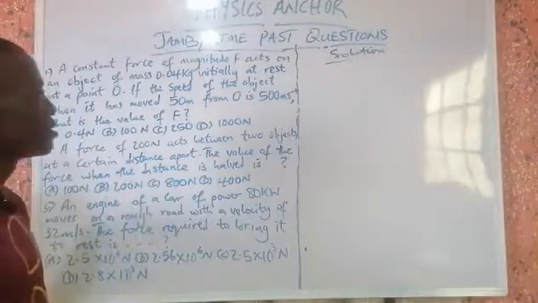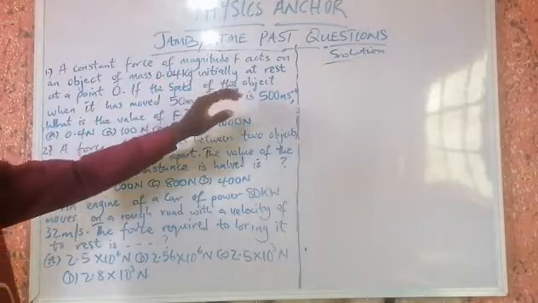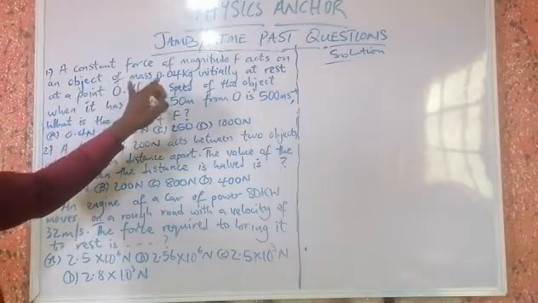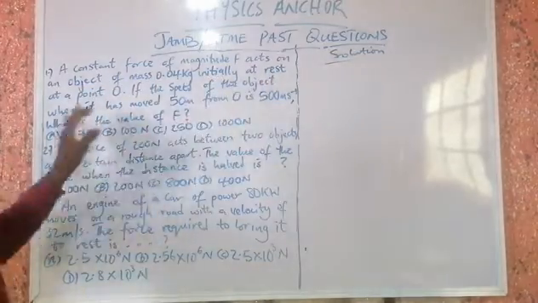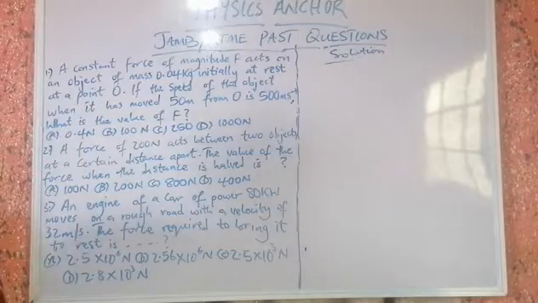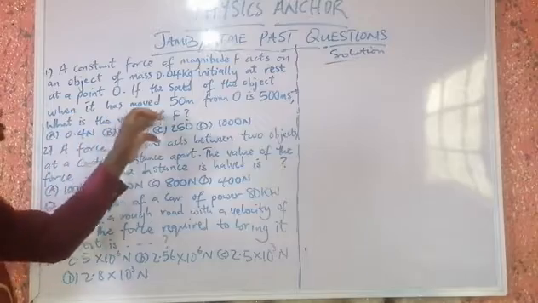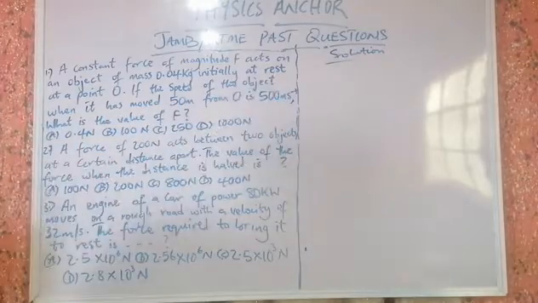In question number 1, we have a constant force of magnitude F acting on an object of mass 0.04 kilogram, initially at rest at a point O. If the speed of the object when it has moved 50 meters from O is 500 meters per second, what is the value of force?